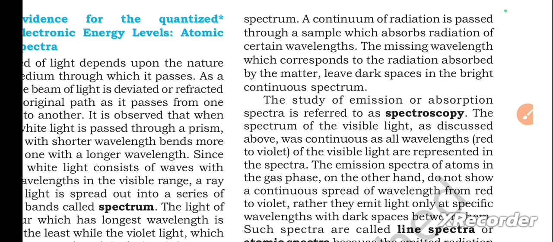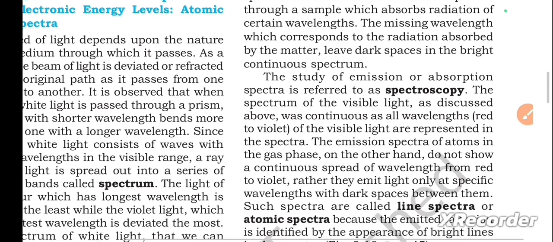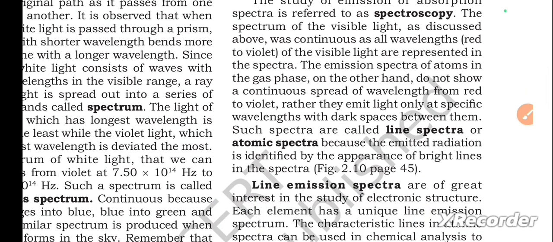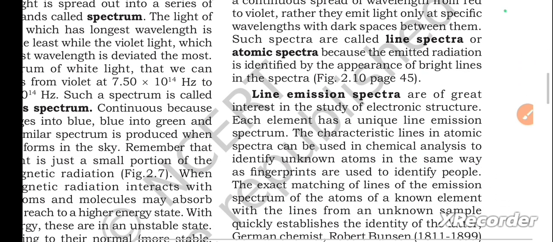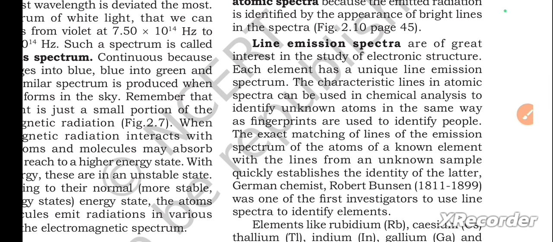The spectrum of the visible light, as discussed above, was continuous as all wavelengths, red to violet, of the visible light are represented in the spectra. The emission spectra of atoms in the gas phase, on the other hand, do not show a continuous spread of wavelength from red to violet. Rather, they emit light only at specific wavelengths with dark spaces between them. Such spectra are called line spectra or atomic spectra because the emitted radiation is identified by the appearance of bright lines in the spectra.